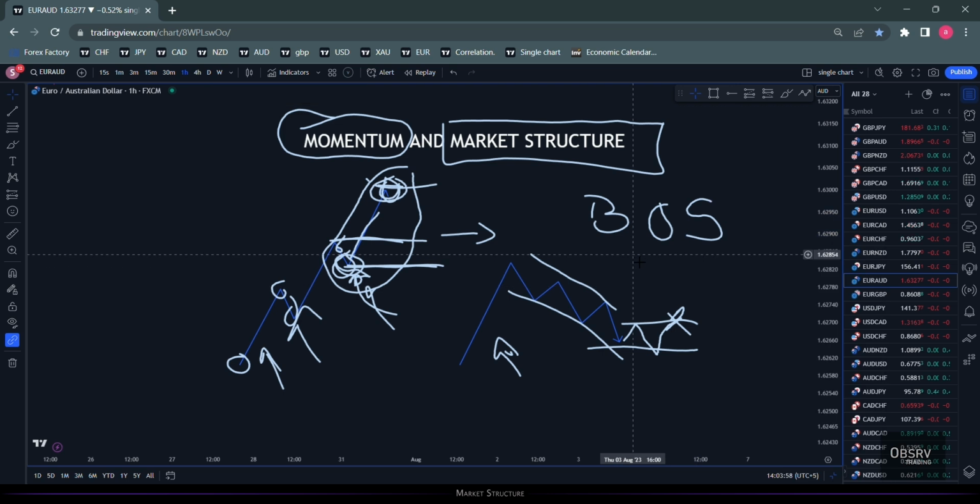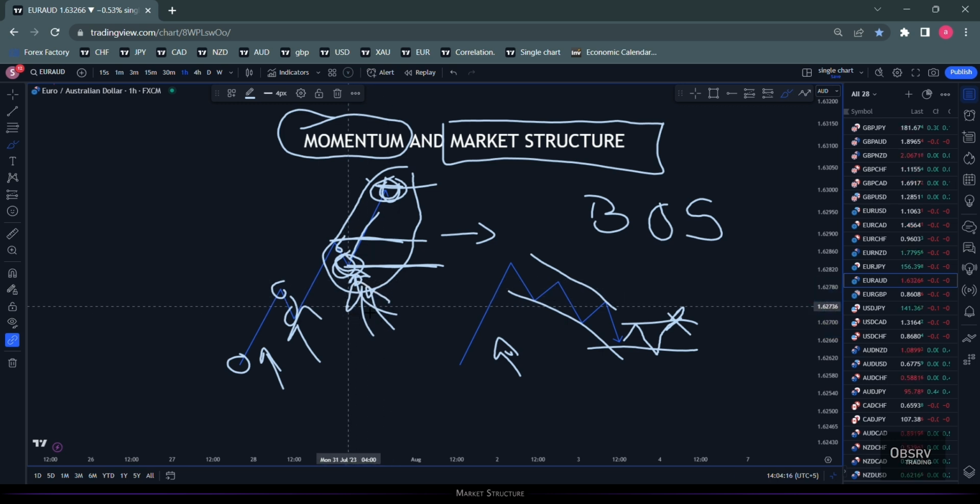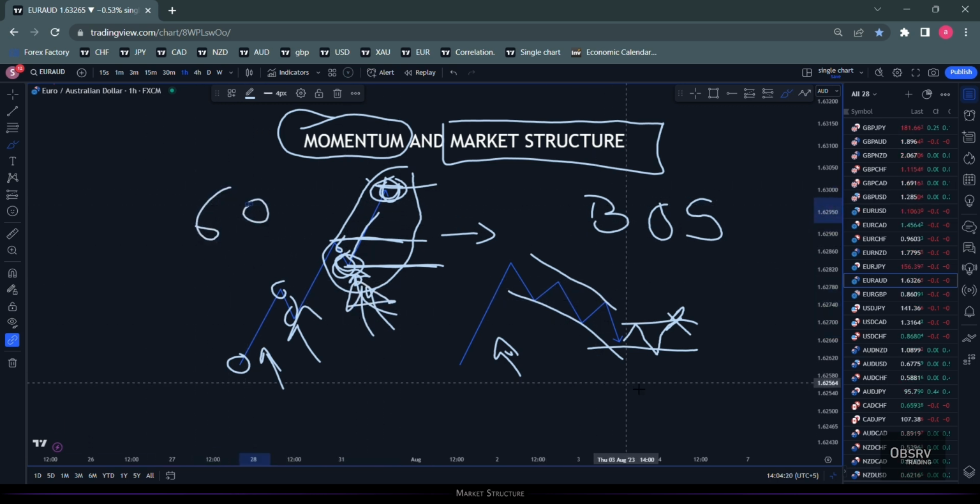And there's no rocket science to it. It's only logical. But what is the logic behind this BOS? What does that state? The BOS generally, or maybe all the time, states that your bigger time frame, the 60 minutes, if you're looking at your pullbacks on 15 minutes, is now showing signs and showing interest to buy again.